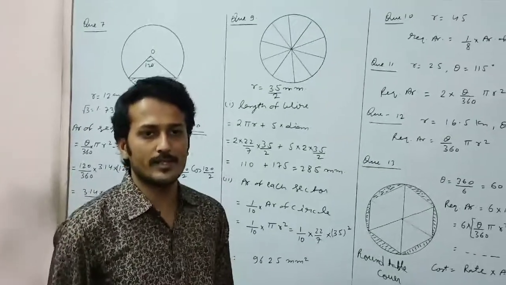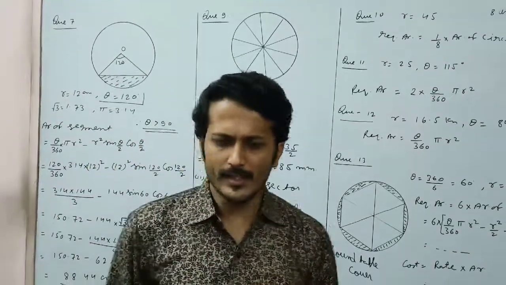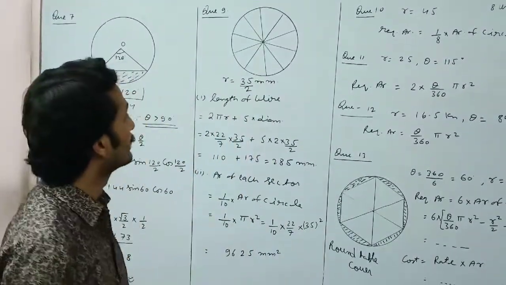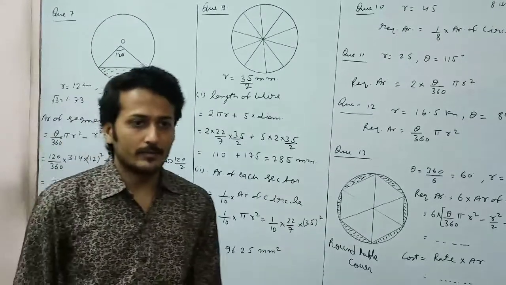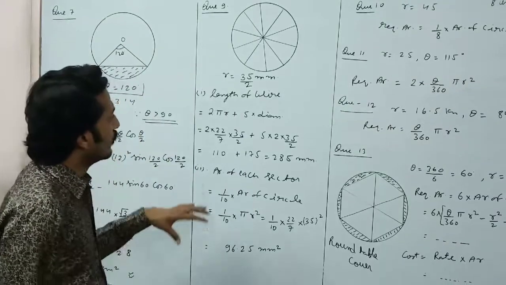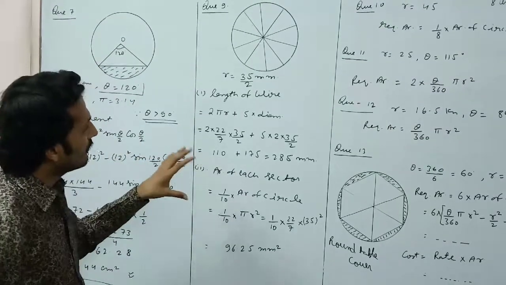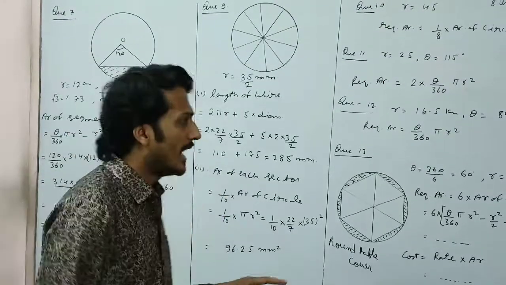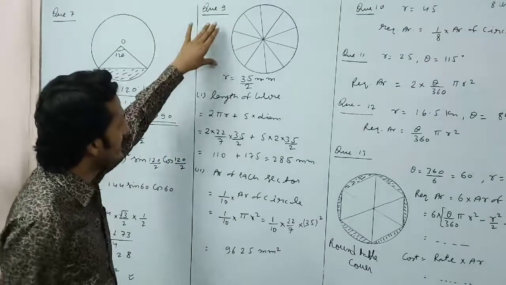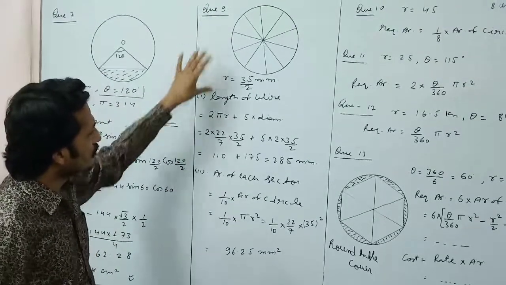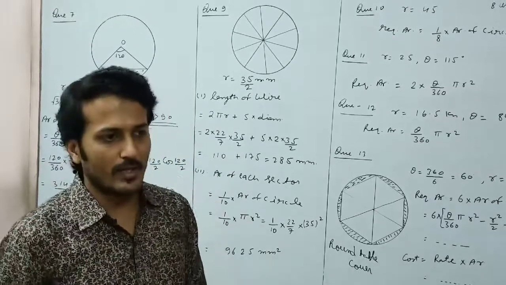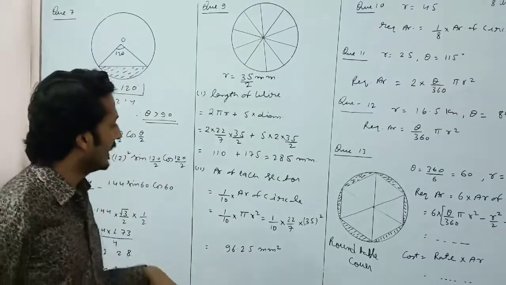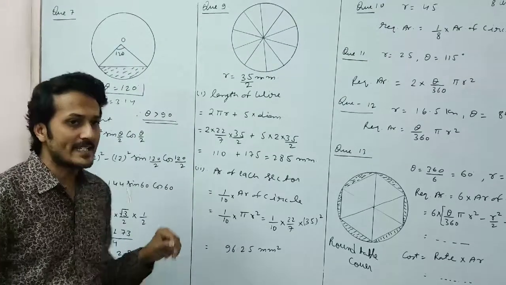Now the next question is question number 9. In this question it is given that a brooch is made with silver wire, and to make this brooch 5 diameters are equally spaced and placed in the brooch. So we need to find out two things: the length of wire used to make the brooch and the area of each sector.